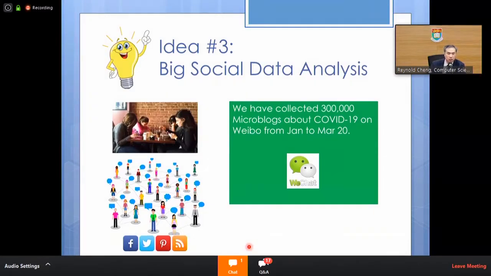All right. So the last idea that I want to talk about is big data social analysis. In this research, we are also interested to know what the public opinion is about COVID-19. In order to do this, first of all, we have to collect big data. Luckily, with the help of Dr. Richard Xu from the Faculty of Dentistry, we have recently collected about 300,000 microblogs about COVID-19 from January to March 2020. This social data could be very interesting for understanding the public opinion about this virus.